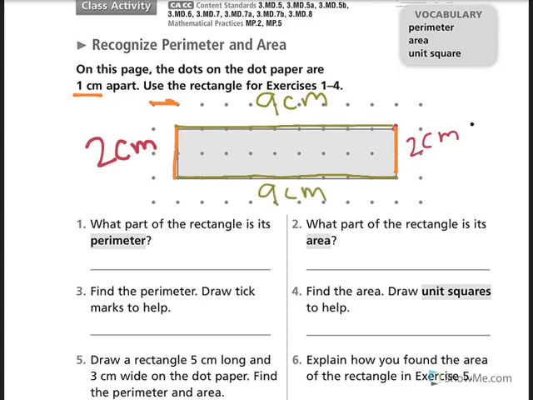So, what part of the rectangle is the perimeter? Remember, it's the distance around the outside, so it's all side lengths added up. What part of the rectangle is the area? The space inside.